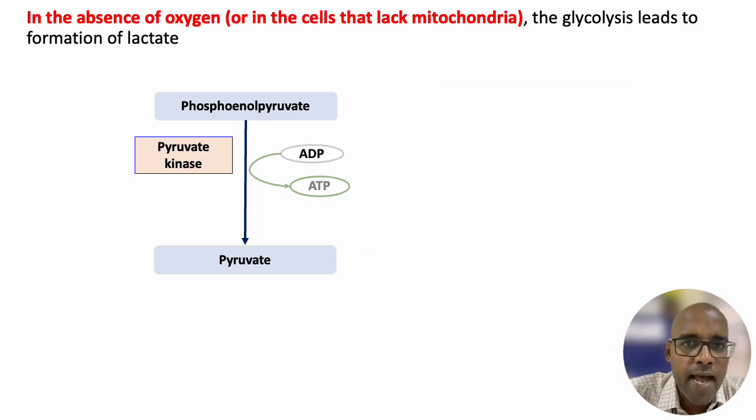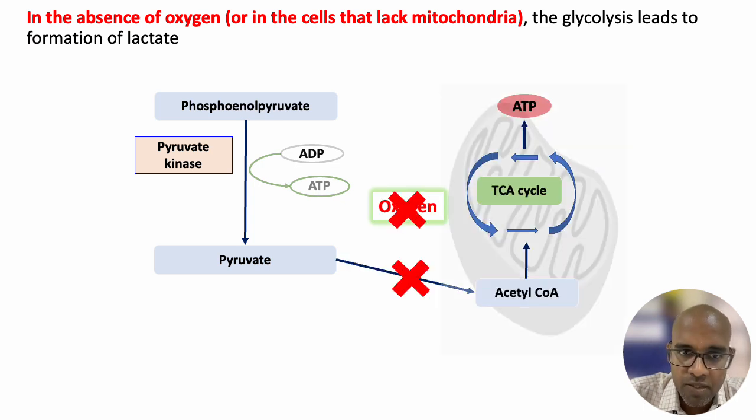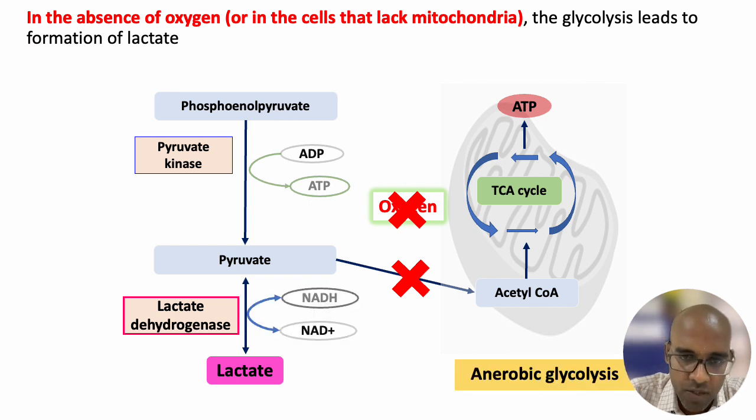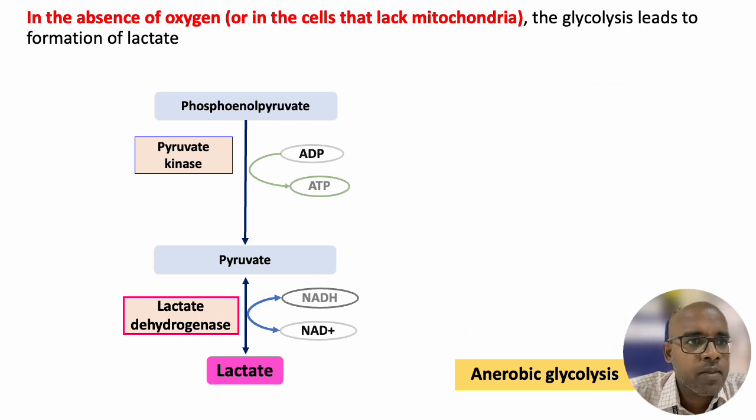However, in the absence of oxygen or in cells which lack mitochondria, glycolysis leads to formation of a compound called lactate. That is, there is no oxygen, there is no mitochondria. So the pyruvate gets converted to lactate by an enzyme called lactate dehydrogenase, and this is called anaerobic glycolysis. So in those cells which lack mitochondria, the product of glycolysis is not pyruvate, it is lactate. And this lactate will be converted to glucose by gluconeogenesis for their energy demands.